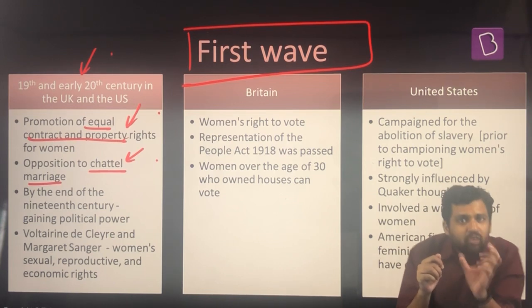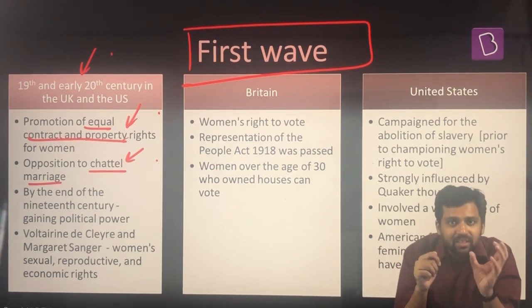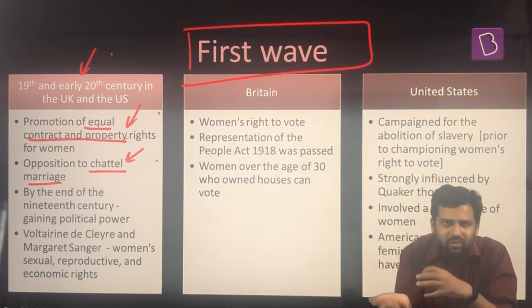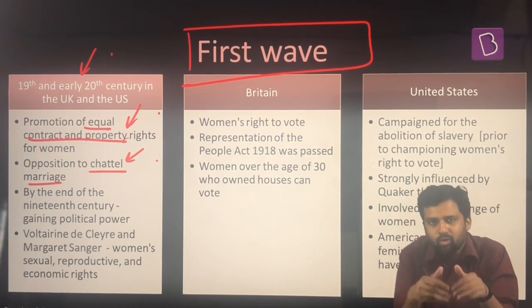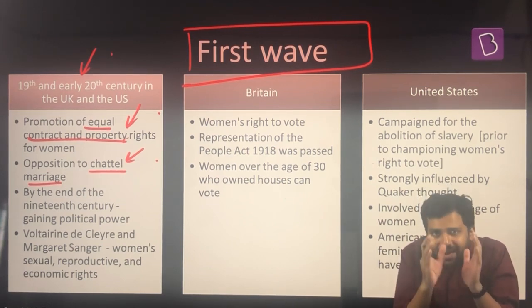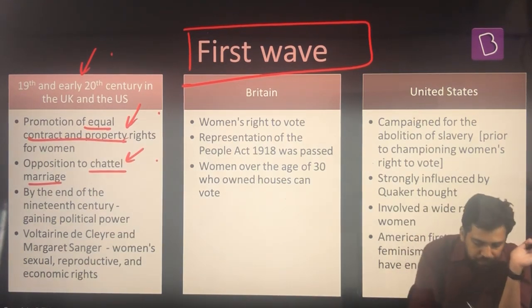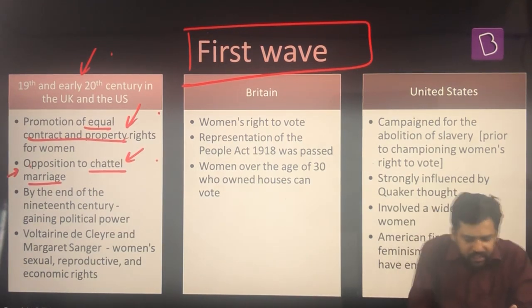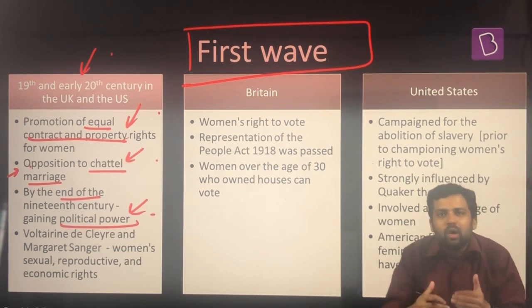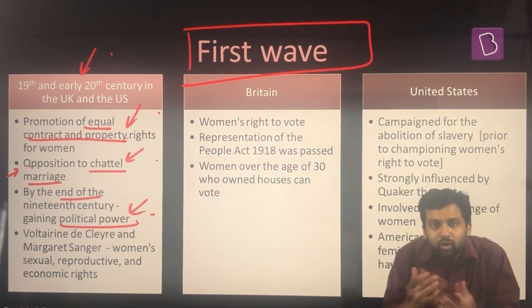So this kind of marriage, in which the husband is considered to be the owner of his wife and the children who are born to that union, that kind of marriage is being opposed. That kind of marriage is called chattel marriage, and it is opposed. By the end of 19th century, the focus is now on gaining political power, voting rights for women.